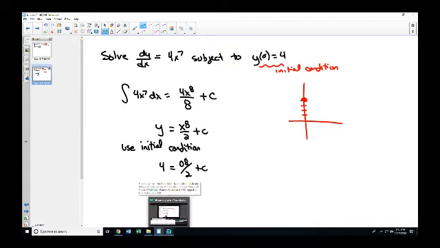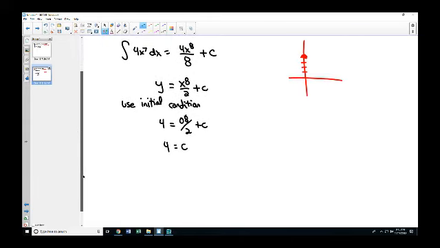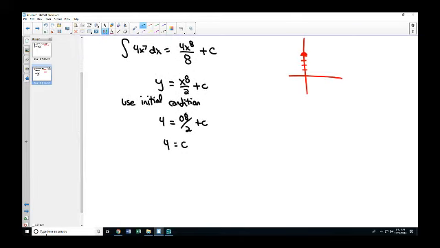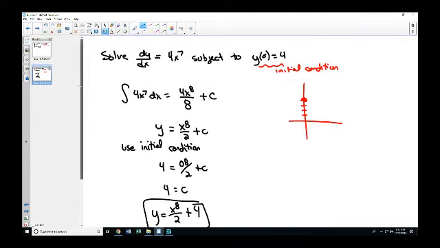Right? You agree with that conclusion? Okay, so what is y equal to? Hey, look. Now you have solved dy dx subject to the initial condition that's given. You have the actual function. So you put the 4 in. The y value is 4, and the x is 0. 4 and 0.